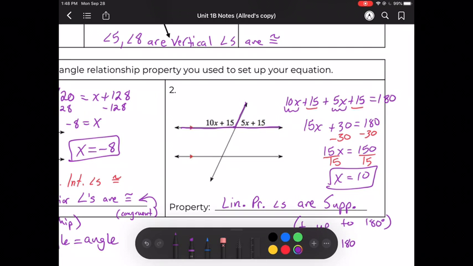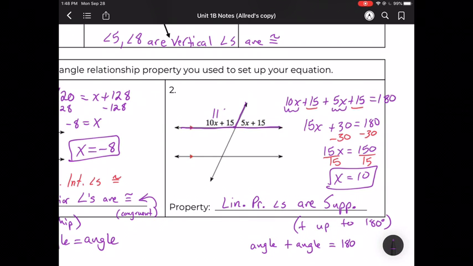Now, in this case, we could plug in and find that angle measure for each one. 10 times 10 is 100, plus 15 is 115. And 5 times 10 is 50, plus 15 is 65. So when I add these two angle measures together, I do get 180 degrees. And that's a way you can check your work as you're going. Only when there are supplementary angles should they add up to 180 degrees.